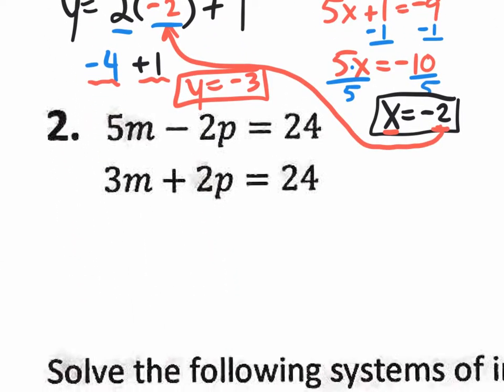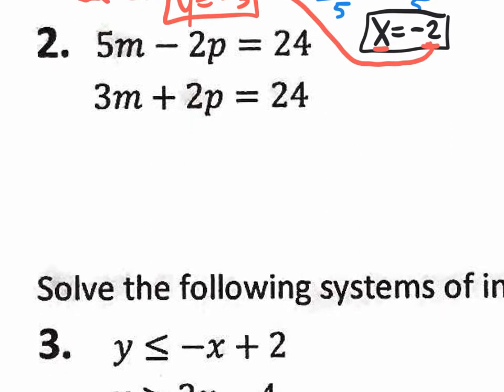Number 2, it's also a system, but we're not going to use substitution. This system's really easy because it's set up for elimination method. So check it out. Why do I say it's set up for elimination method?